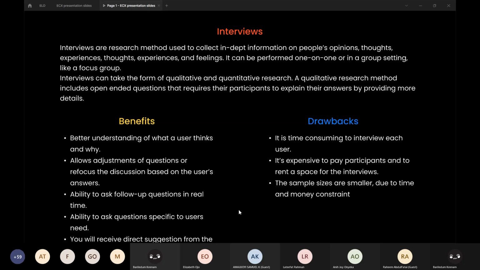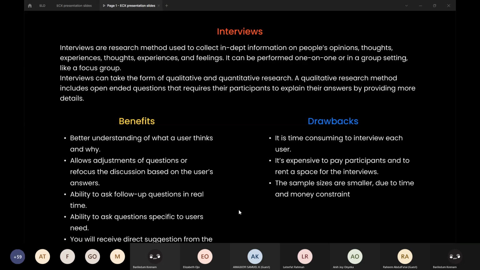So the benefits of interviews include a better understanding of what a user thinks and why. When you're talking to someone one-on-one, you'll be able to see the person's reaction, whether angry or frustrated or excited, their actions, their behavior. Sometimes they say actions speak louder than words. They might actually be saying something different, but their reaction will tell you what they mean.